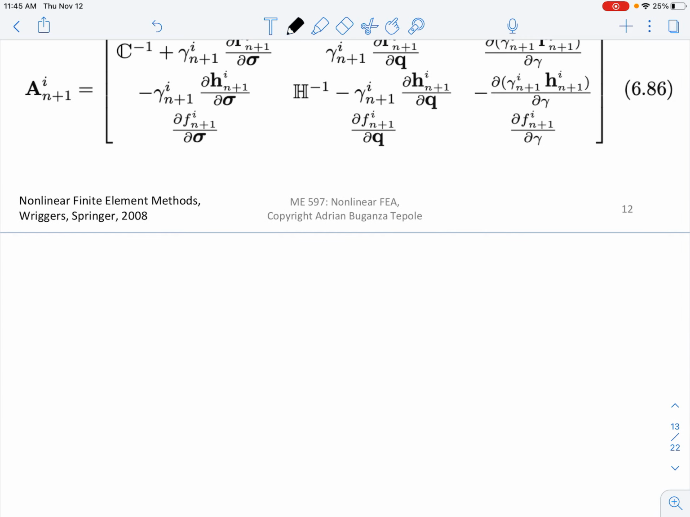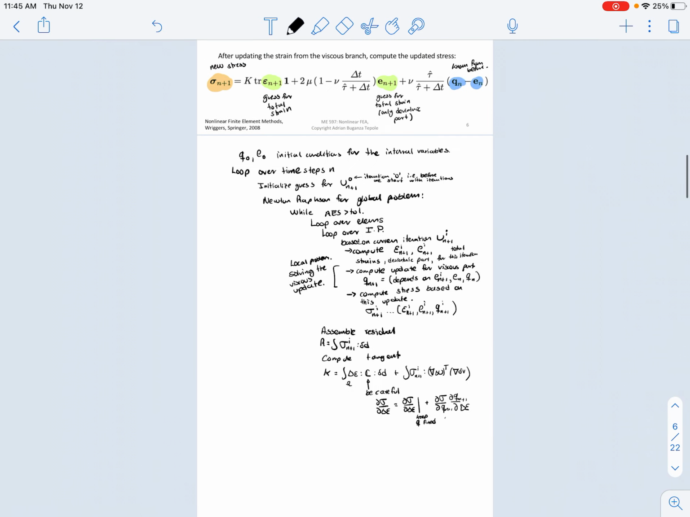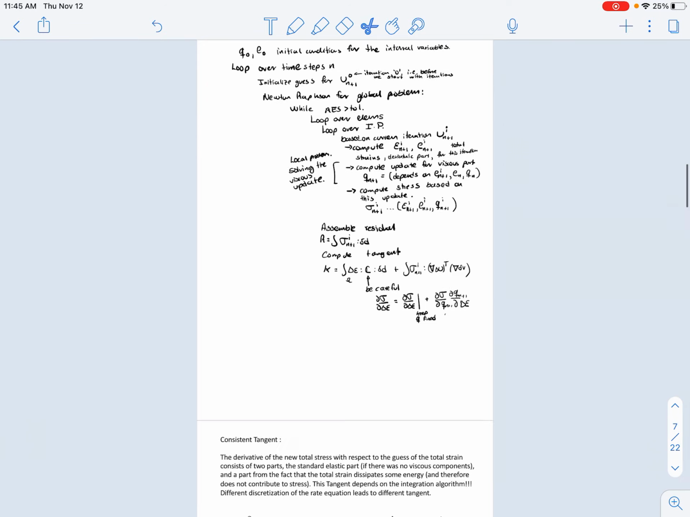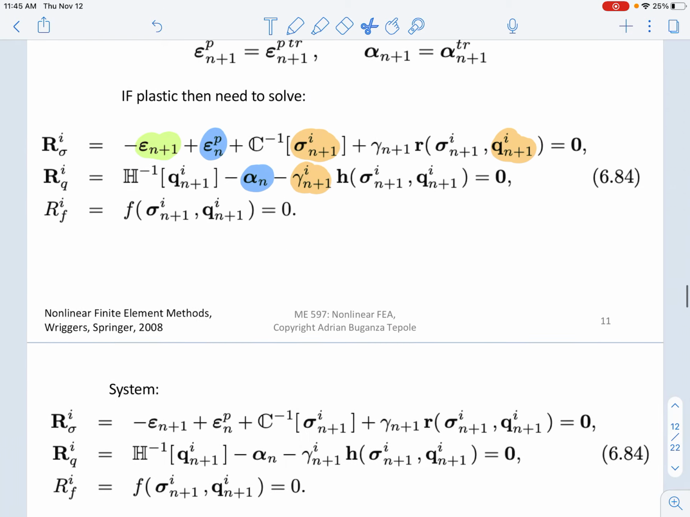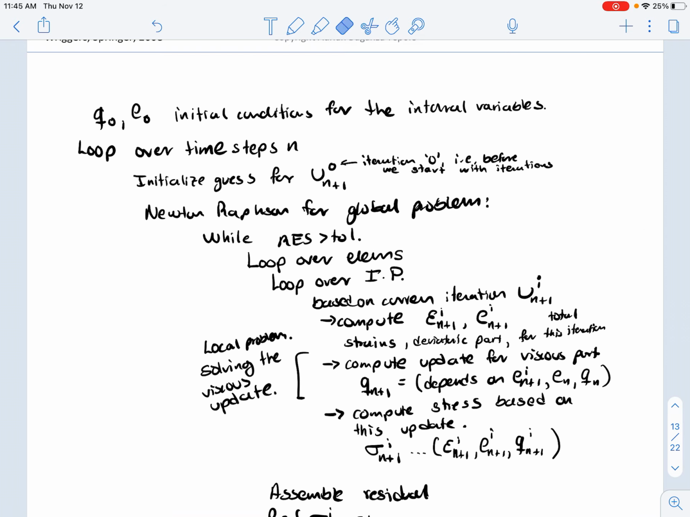So let me do same as before. Again, here I'll just copy what I had sketched out before, because it's exactly the same. The idea is the same. It's just that the system that you need to solve is a little bit different. But let me paste that here. So here you're going to initialize your internal variables. So now you initialize your hardening parameters. You can initialize your back stress. You can initialize your plastic deformation. You can initialize your stress. So basically you initialize all the internal variables.